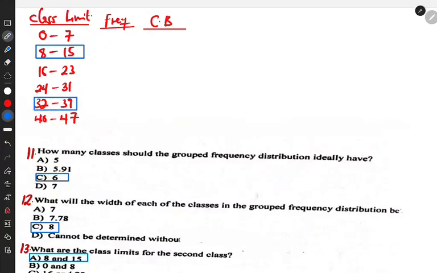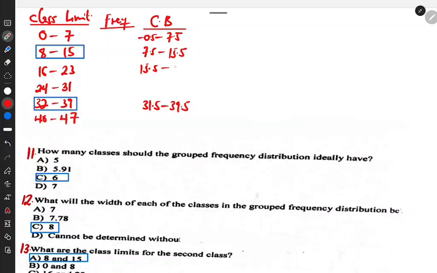So to determine the boundary, straight up we are supposed to have here 31.5 to 39.5. You can build up the rest. So here you're going to have negative 0.5 to 7.5. Then here you're going to have 7.5 to 15.5.